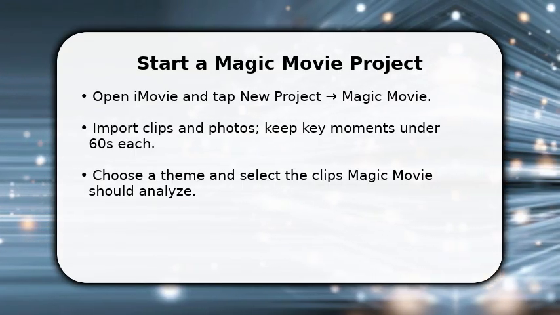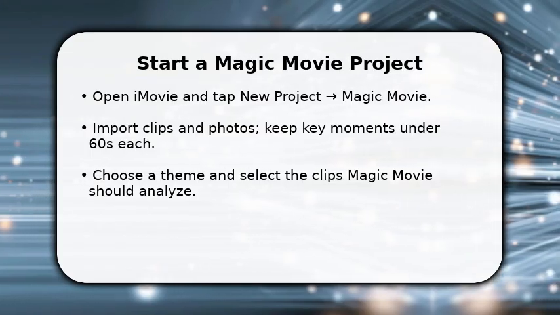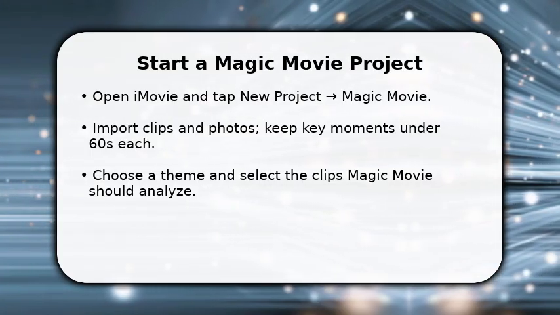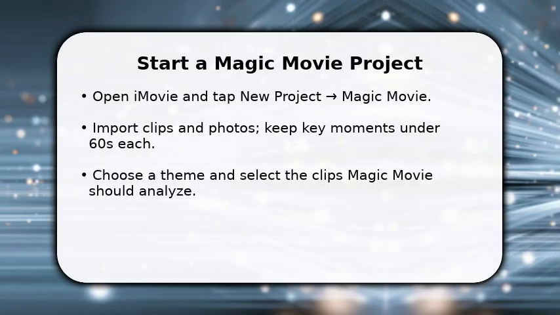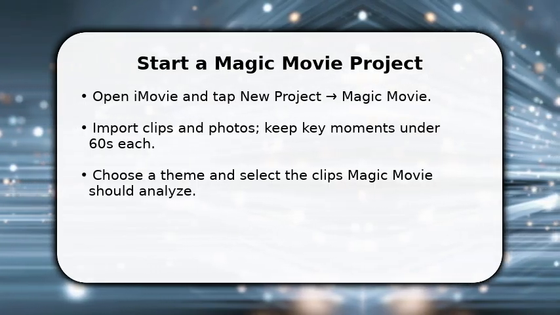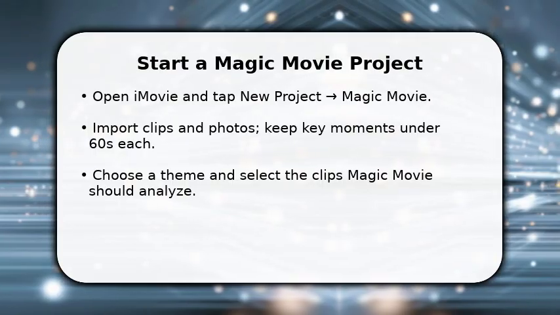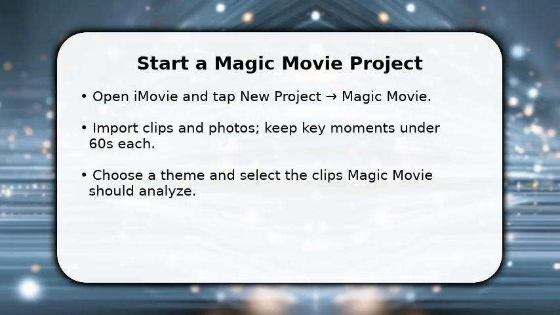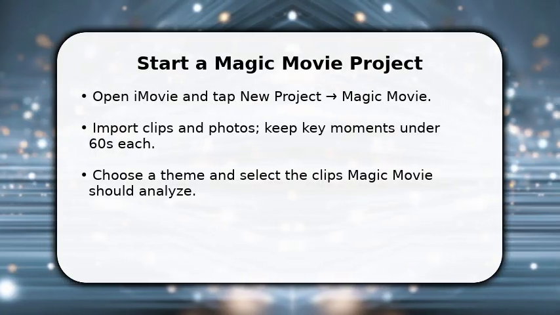Once imported, choose a theme that matches your mood. This sets pacing and transitions. Make sure to mark Preferred Clips. That tells Magic Movie what to prioritize. After that, let iMovie generate the first draft so you can move into manual refinement.